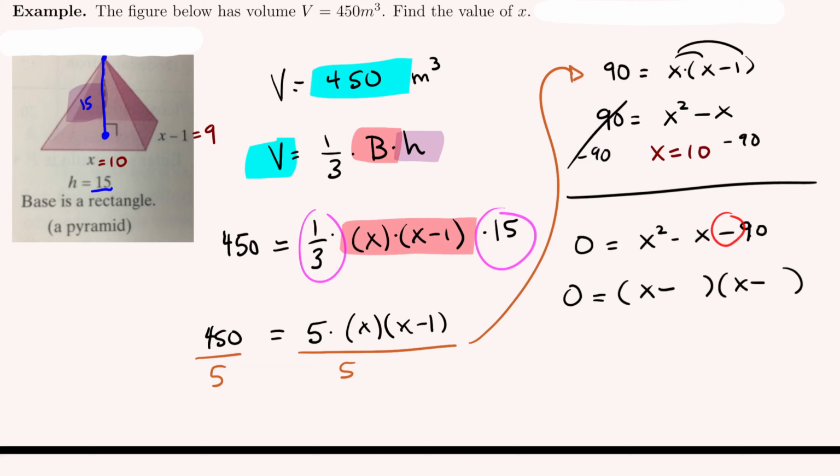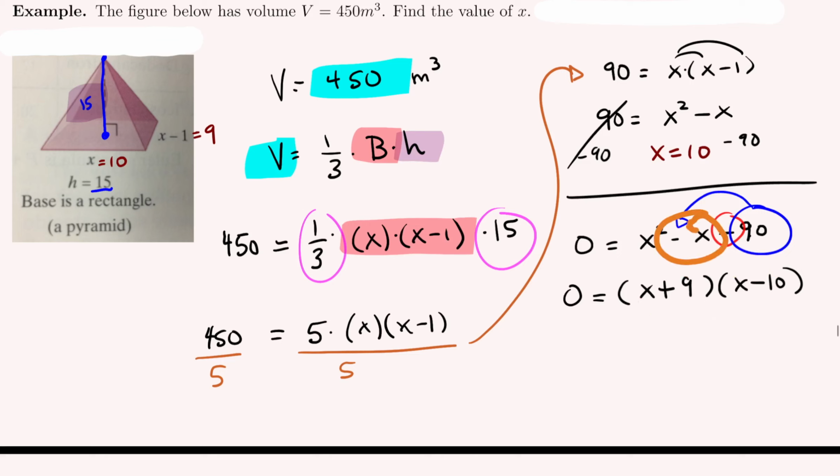And then we think, okay, what numbers could multiply to give me negative 90, but somehow add to give me negative 1? I think maybe negative 10 and positive 9. So negative 10 times positive 9 gives you negative 90. But then 9x plus a negative 10x would give us a negative 1x.